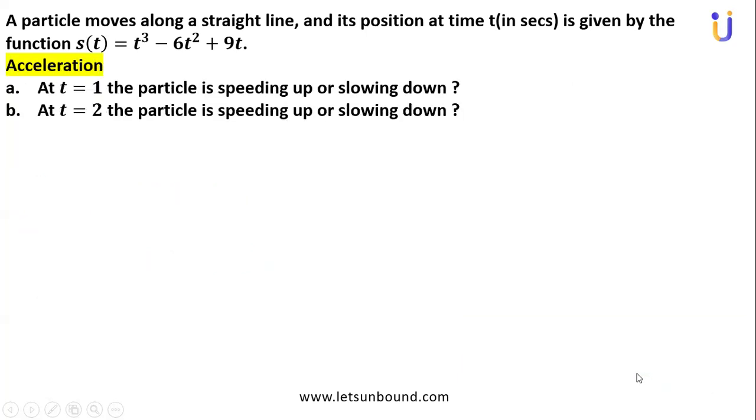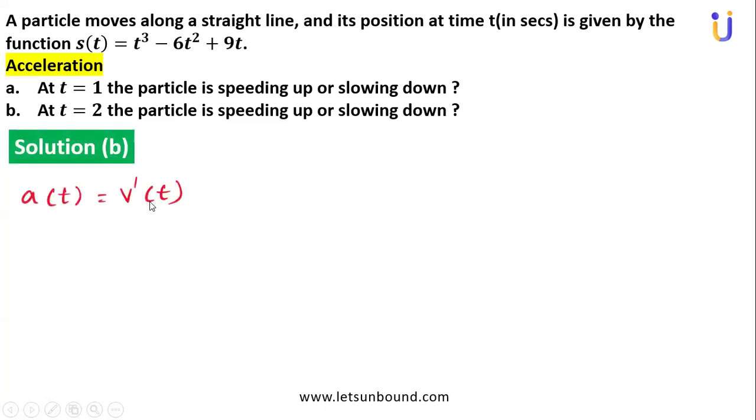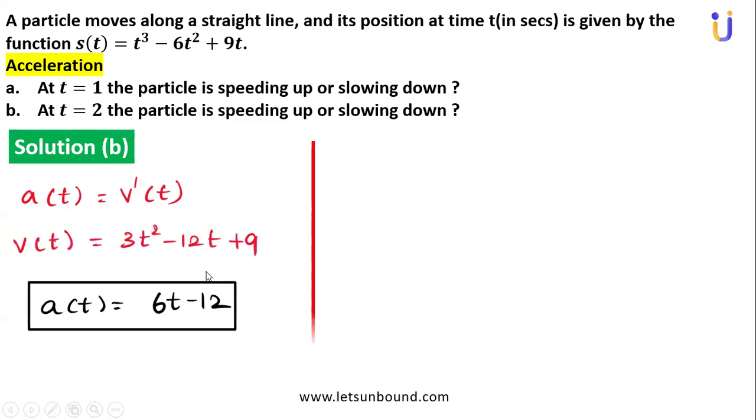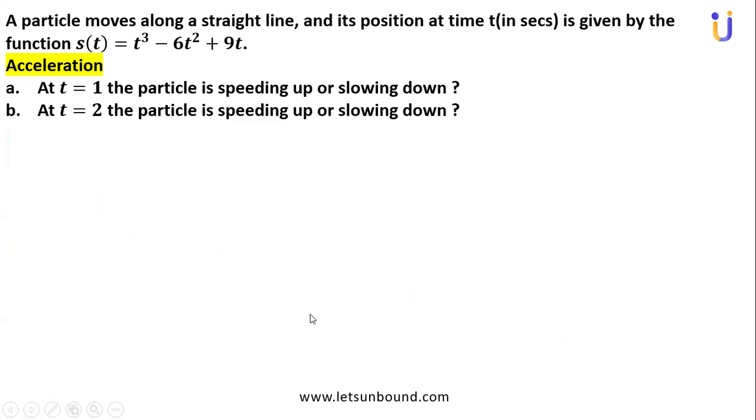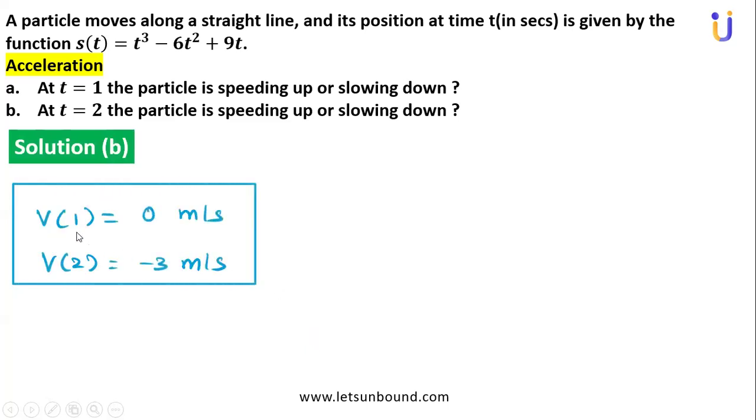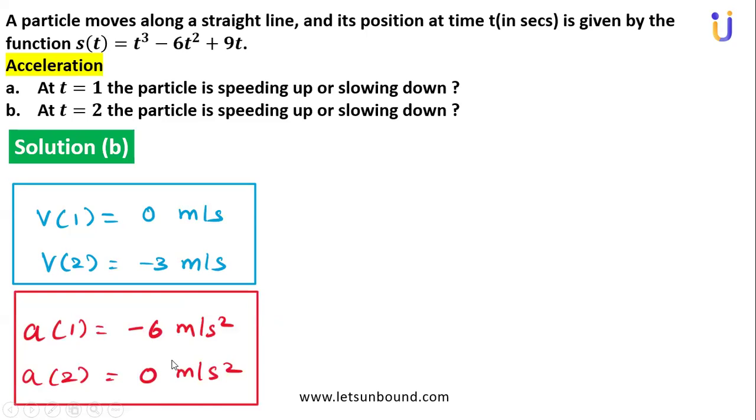That's simple. And acceleration, speeding up or slowing down. Very simple. And here we depend on velocity also. We already have velocity at time 1. So to find acceleration, differentiate the v of t. We got it. And a of 1, acceleration at 1 and acceleration at 2, we got it. Now compare velocity at 1 and 2 seconds with acceleration at 1 and 2 seconds.